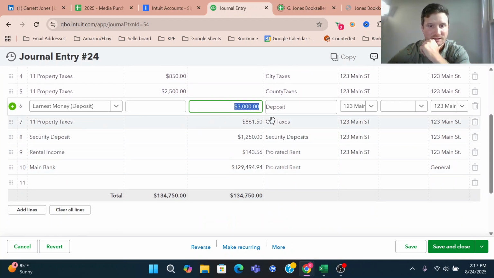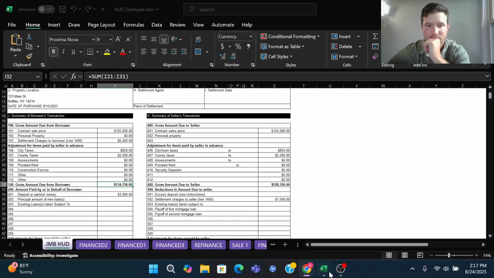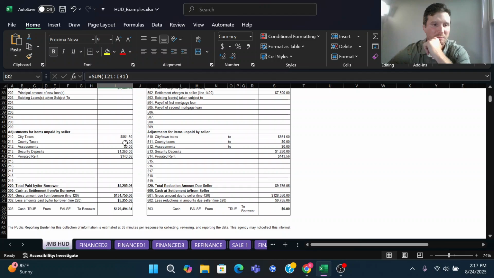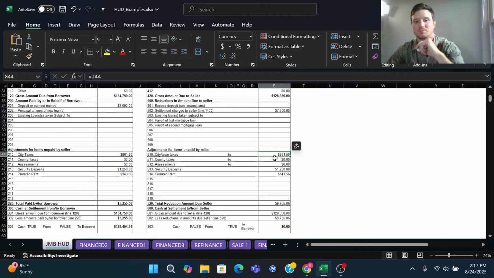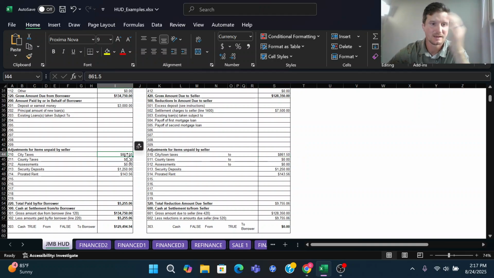Next, we've got some property taxes, some more city taxes. We're getting some of the city taxes credited back, probably from the owner we're buying from, who probably paid some taxes for part of the year, and we're getting some credited back.